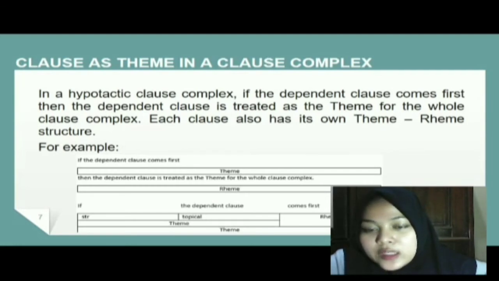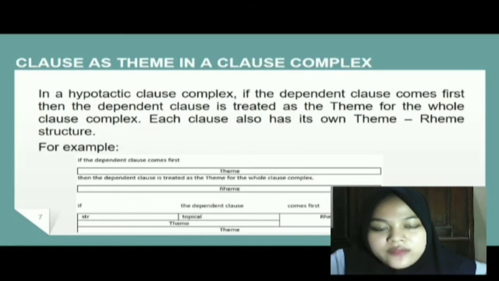Now I'm going to explain about clause as theme in a clause complex. In a hypothetical clause complex, if the dependent clause comes first, then the dependent clause is treated as the theme for the whole clause complex. Each clause also has its own theme and rhyme structure.